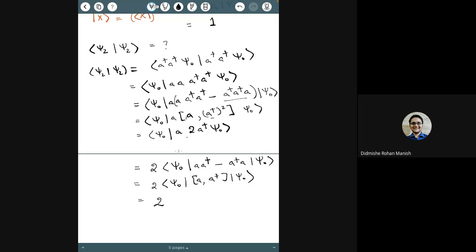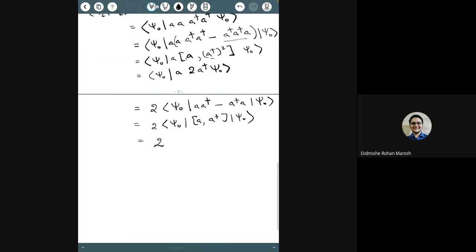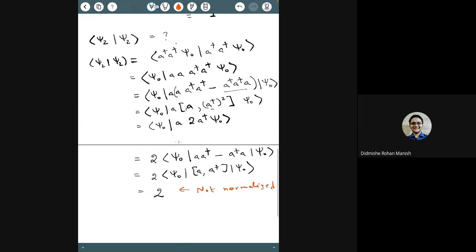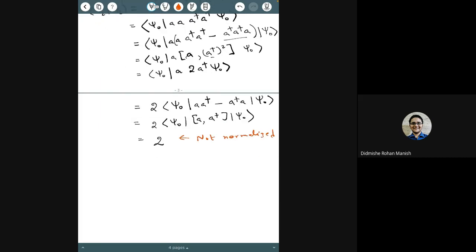Now, why you couldn't do psi 1, I can tell you in one sentence. That is because A psi 0 equal to 0, that thing you cannot use. Exactly. So that's why you cannot do it with psi 1. You have to go all the way to psi 0. So this is 2. So this is not normalized. So then let's call this psi 2 prime. And then I can write the normalized psi 2 as 1 by root 2 psi 2 prime.